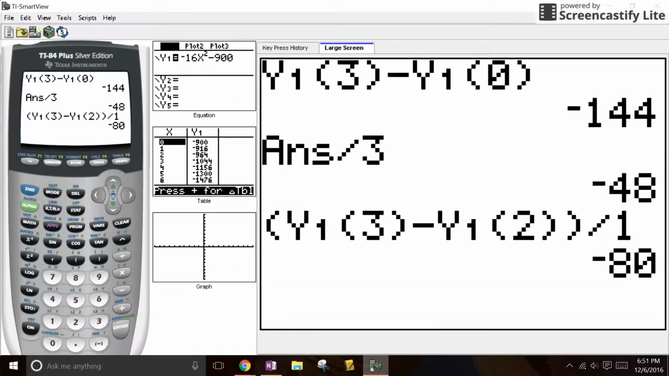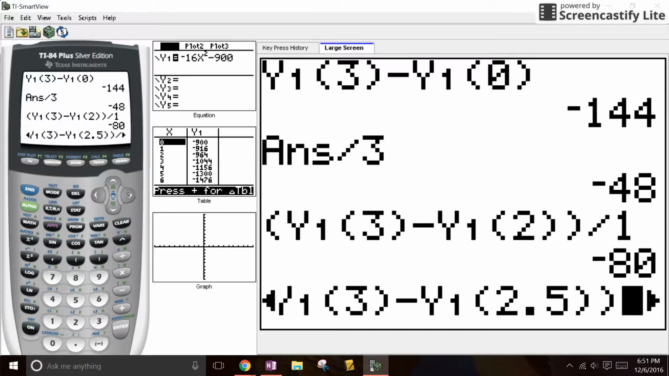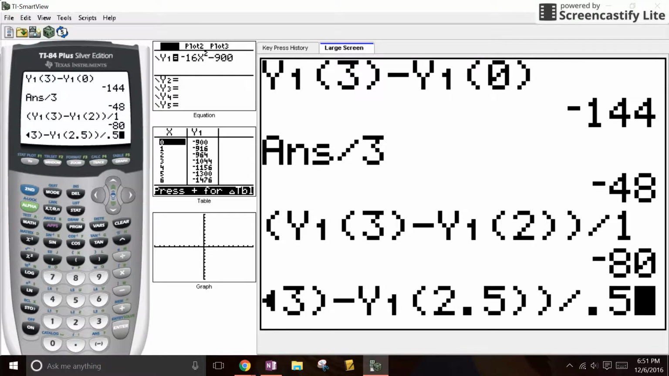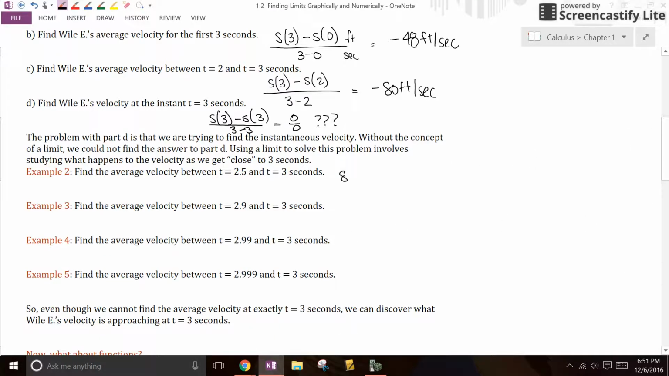So again, here I go. I'd go second, enter. And I have 3, and now I have 2.5. So second, where's insert? I don't see it. My eyes are so bad. There it is, 0.5. So there's 2.5. And we're not dividing by a second anymore. We're dividing by half a second. So how fast is he going? Oh, 88 feet per second. Look at that. This one is 88 feet per second.